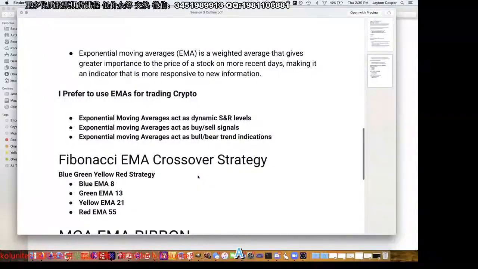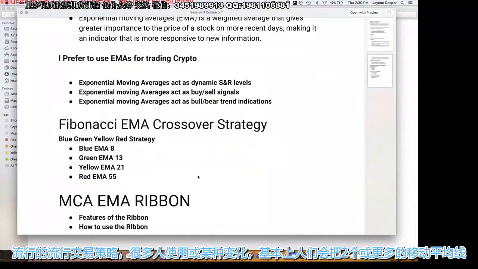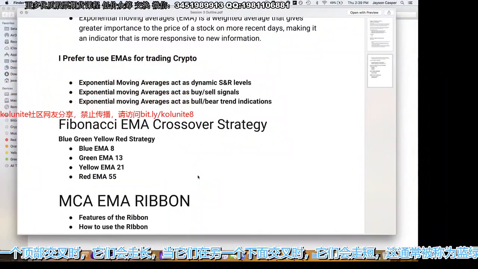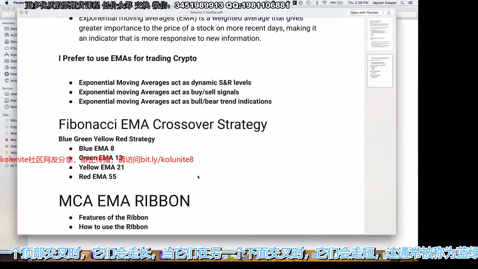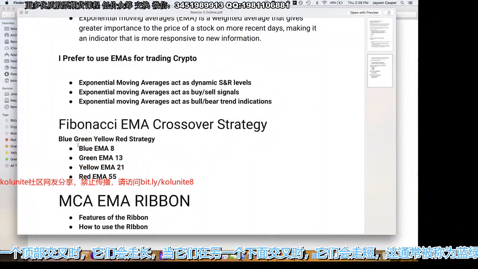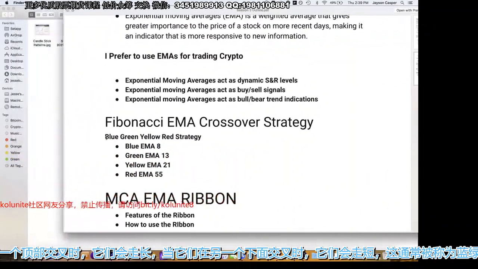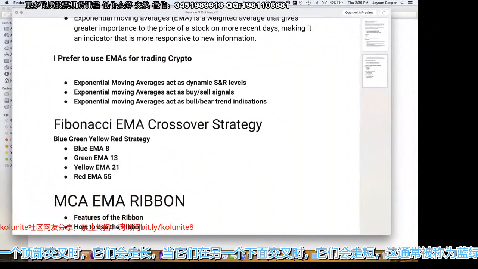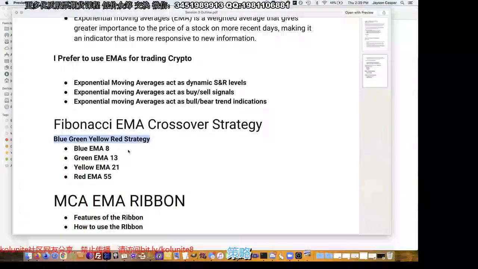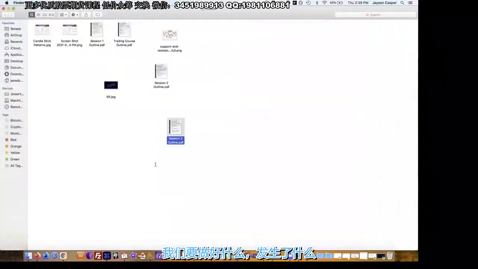There is a popular trading strategy out there that a lot of people use, or some kind of variation of this, where basically people will put 2 or more moving averages on a chart, and they will go long when they cross on top of one another, and they will go short when they cross below one another. And this is typically referred to as the blue, green, yellow, red strategy, okay? The blue, green, yellow, red strategy.